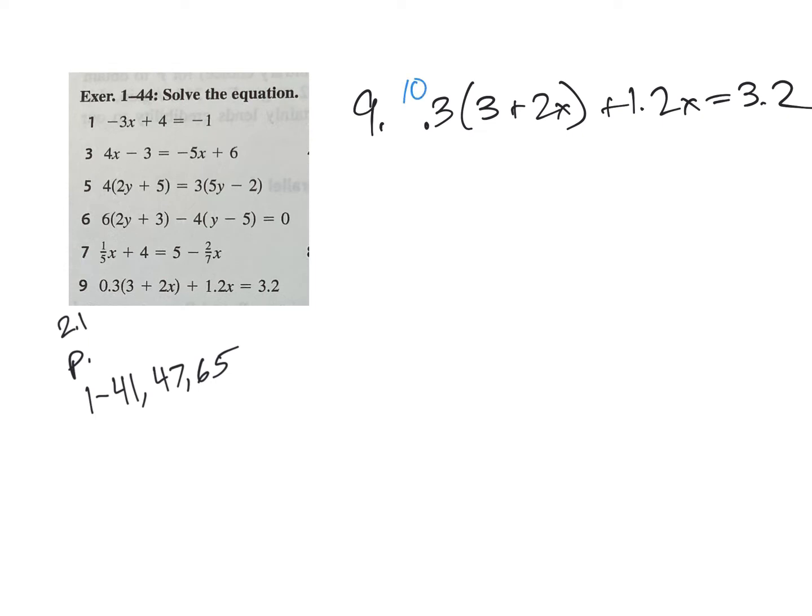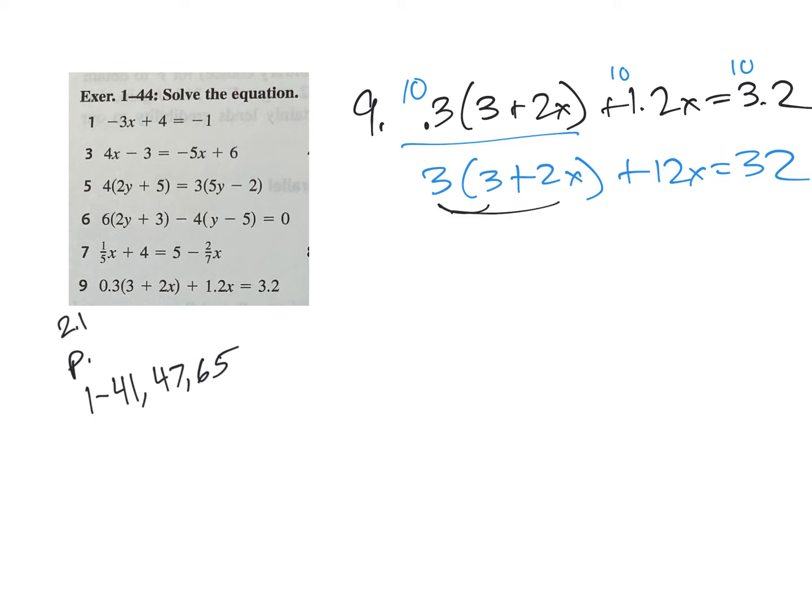So if I multiply by 10 on that term, remember, that's one term, 10 here and 10 there. This becomes 3 times 3 plus 2x. This becomes 12x, and that becomes 32. So again, you can leave the decimal and solve it, or you can learn how to remove things and change things. All right, so distribute: 9 plus 6x plus 12x equals 32.